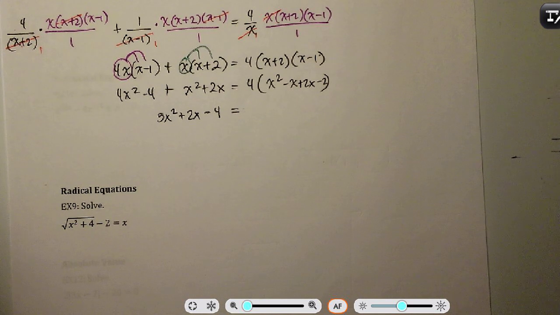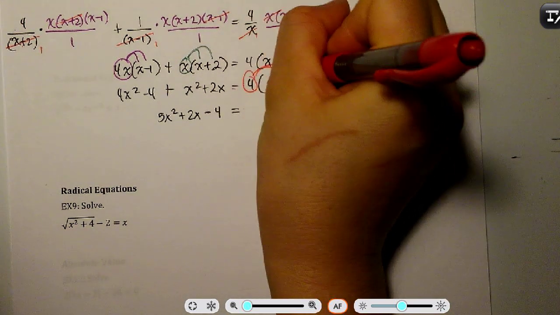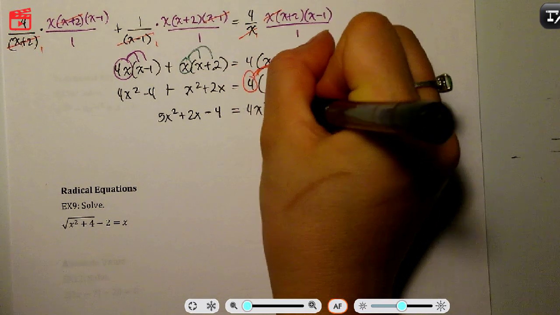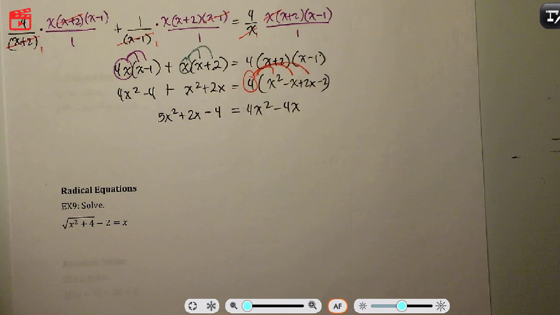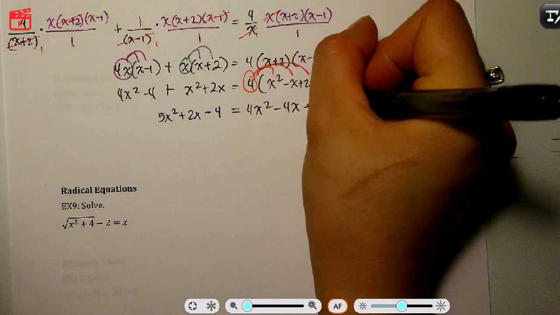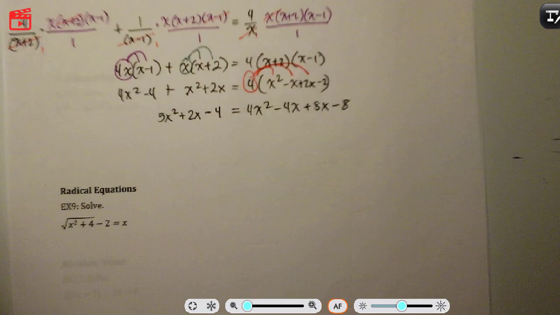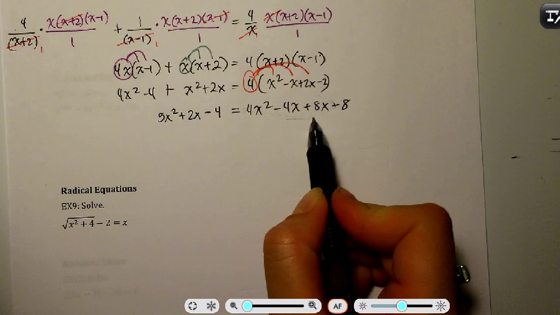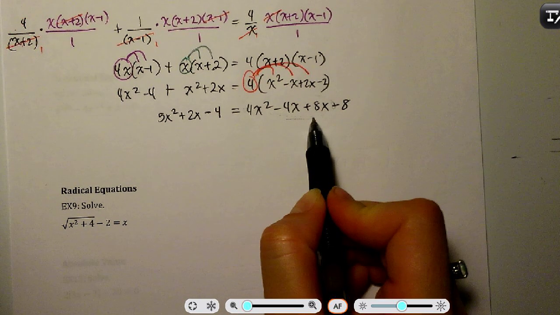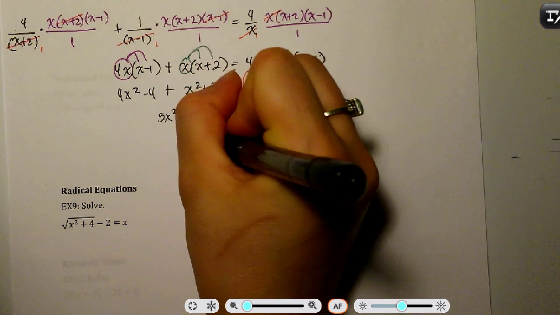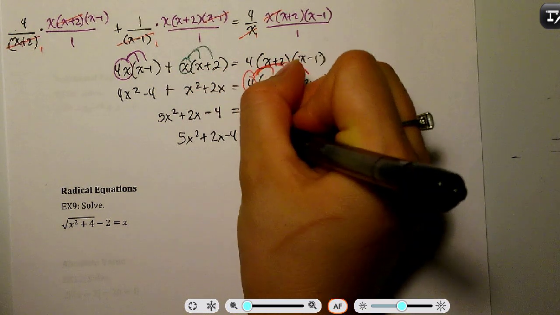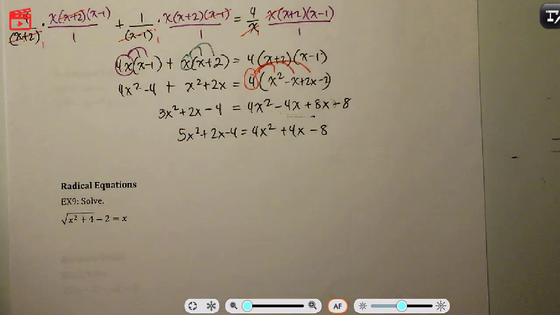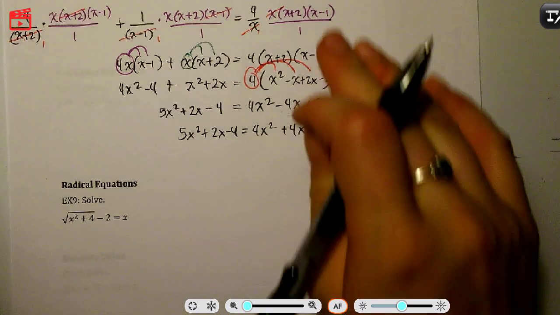Okay, and then on this side, let's go ahead and use the distributive property. Distribute that 4 out. So we get 4x squared minus 4x. Shucks, I should add those. Plus 8x minus 8. Okay, we can go ahead and simplify these like terms. Negative 4x plus 8x will be positive 4x. So 5x squared plus 2x minus 4 equals 4x squared, adding the like terms, plus 4x minus 8. Whew, running out of some room here.